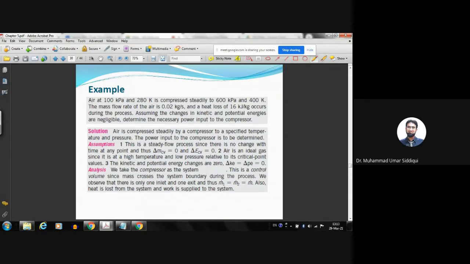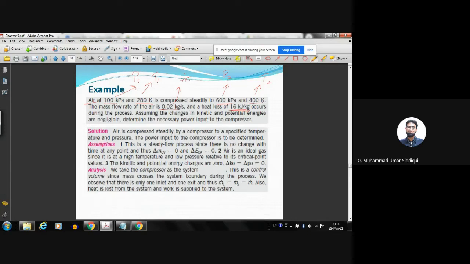So we have here air. We're talking about air at 100 kilopascal and 280 Kelvin. 100 kilopascal will be the initial pressure, and 280 Kelvin the initial temperature, and it is compressed steadily to 600 kilopascal, which will be my final pressure, and 400 Kelvin, which will be my final temperature. The mass flow rate of the air is 0.02 kg per second, so that's the mass flow rate, m dot. And a heat loss of 16 kilojoule per kg occurs.